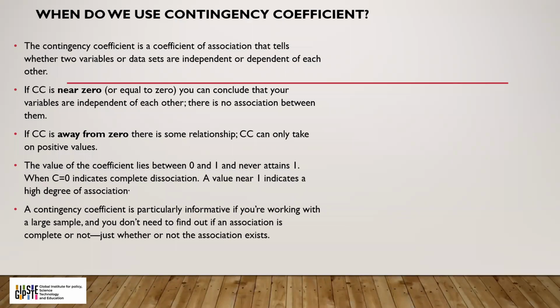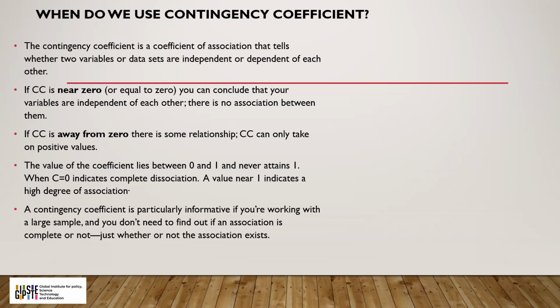When do we use the contingency coefficient? The contingency coefficient is a coefficient of association that tells whether two variables or data sets are independent or dependent of each other. So if the contingency coefficient value is near 0, you can conclude that your variables are independent of each other. Then there is no association between the variables. However, if the value is away from 0, close to 1, there is some relationship, and it can only take a positive value. Take note of that.